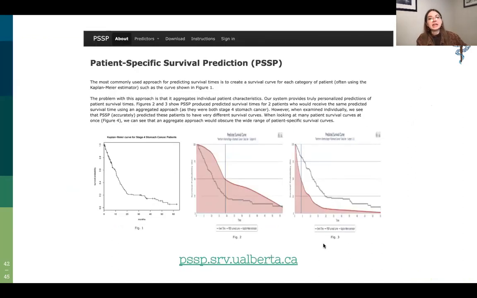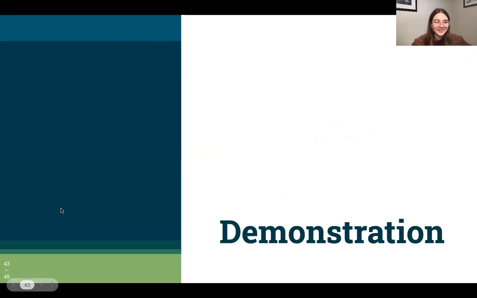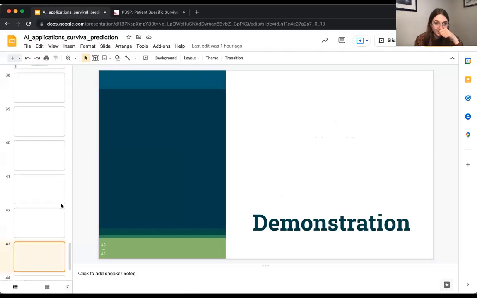So there's a tool online called PSSP, which uses MTLR and basically allows anybody with their own data set that has some kind of survival time and censoring bit to use MTLR in a really easily accessible way and get some really interesting visualizations and survival predictions for the individuals in the data set. And so I would like to very quickly do a demonstration of this tool as this last part of this lecture. I just think it's interesting.